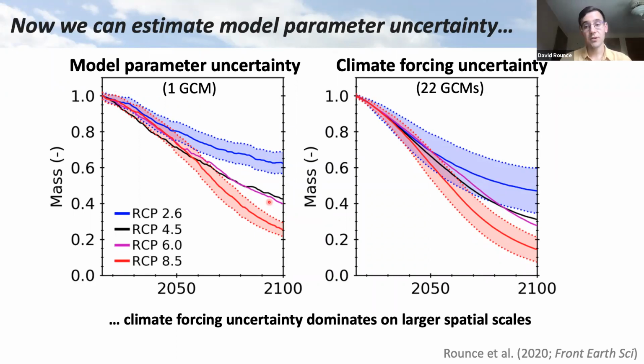And so for a single glacier, especially for small glaciers, we find that the model parameter uncertainty can be significant. In some cases, it can actually exceed the climate forcing, depending on how much uncertainty is in the mass balance observation. However, when we get to larger glaciers, and especially to larger spatial scales and start aggregating the results, we find that the climate forcing uncertainty is what dominates. And so moving forward, the results that I'm going to show you are the multi-GCM mean and standard deviations.